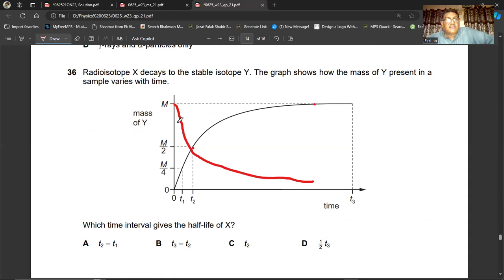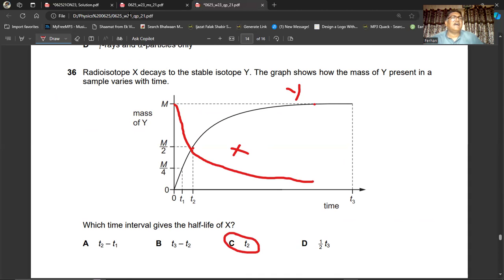Okay. This is for x. This is for y. This is the parent nucleus. This is the daughter nucleus. So if the x was m and the time duration in which the m becomes m by 2 for x, that is the half-life. So which time travel gives the half-life of the x? 0 to t2. So I think C is the choice.